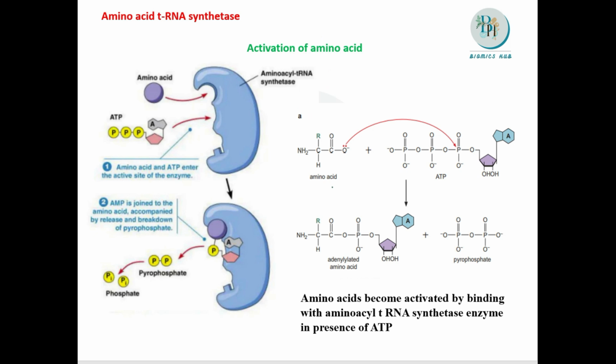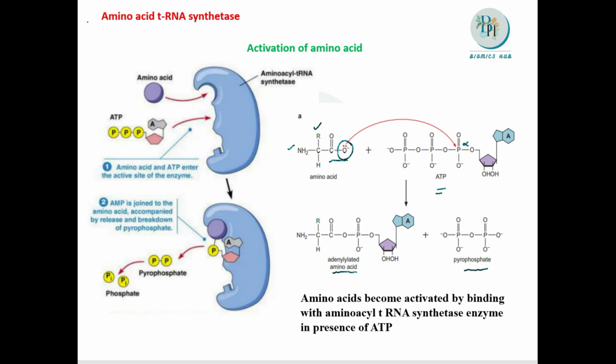So what happens when there is an amino acid? This amino acid has an amino group, an R group and a carboxylic group. Near the carboxylic group, the oxygen has a negative charge due to lone pair of electrons. For its activation, or aminoacylation of the amino acid, it requires ATP, and this negatively charged oxygen attacks the alpha phosphate of ATP. During this time, pyrophosphate is released. That means 2 phosphates are released, and it forms the adenylated amino acid.